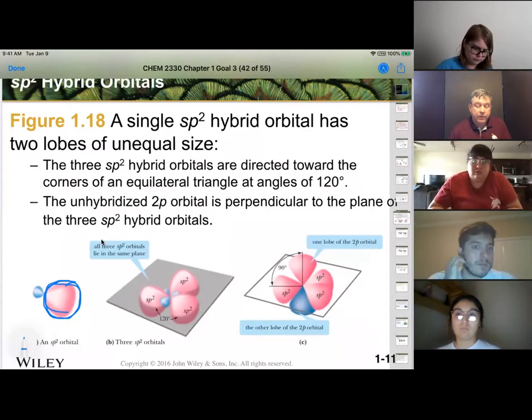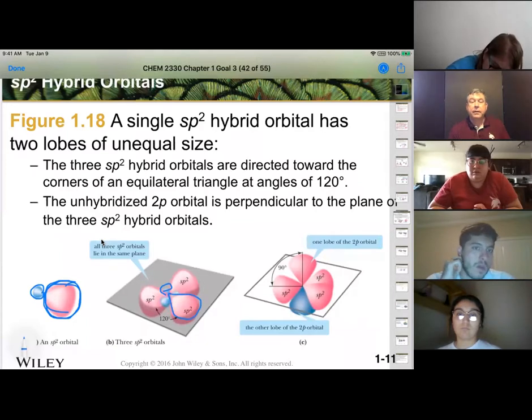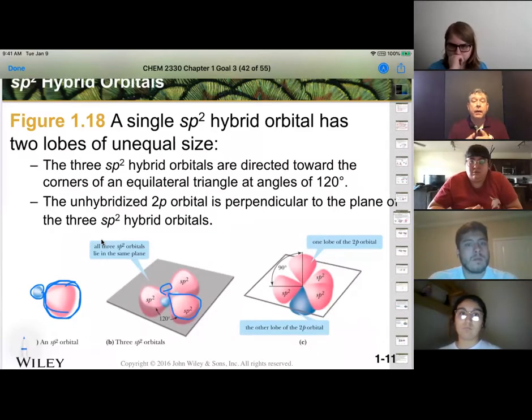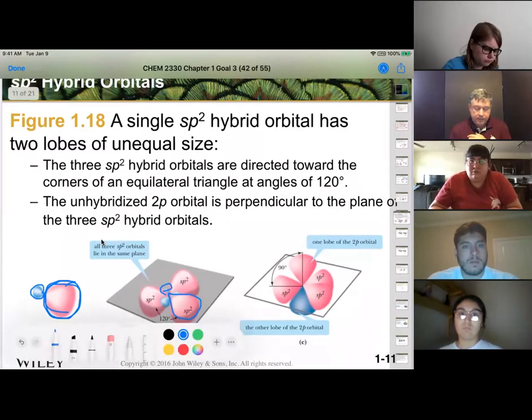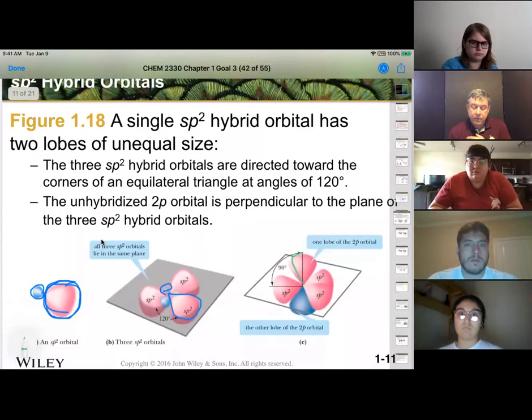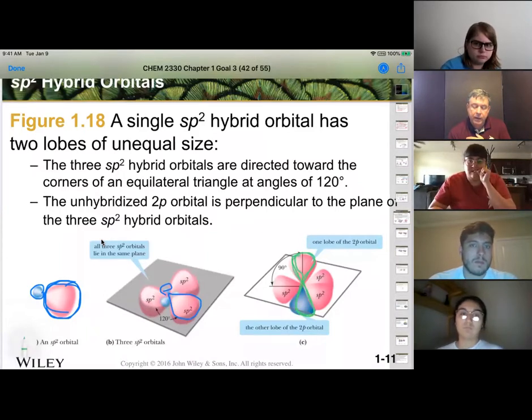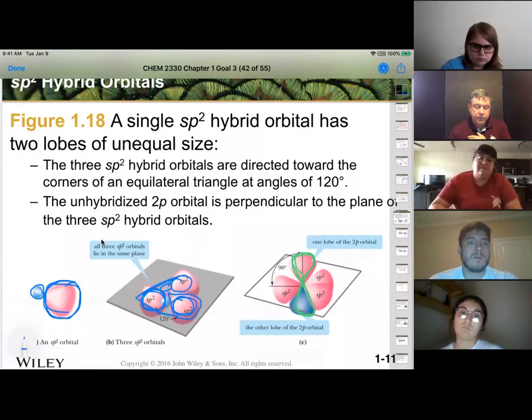Now, when we fit those together, this tiny little lobe kind of squeezes in between the 2 others, and the big lobe is there. That's how we get our trigonal planar look. But remember, we still have 1 unhybridized p orbital. I'm going to highlight that right here. The unhybridized p orbital is the one that sticks above and below the plane made by those 3 equivalent orbitals that make that trigonal planar.